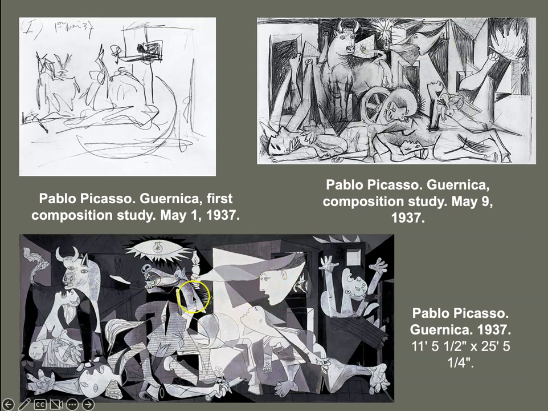So you can see there's a horse here in the middle screaming. We don't see that in the sketch. So the sketches are going to be done to plan things out, whereas the painting is going to be the finished product in this case.